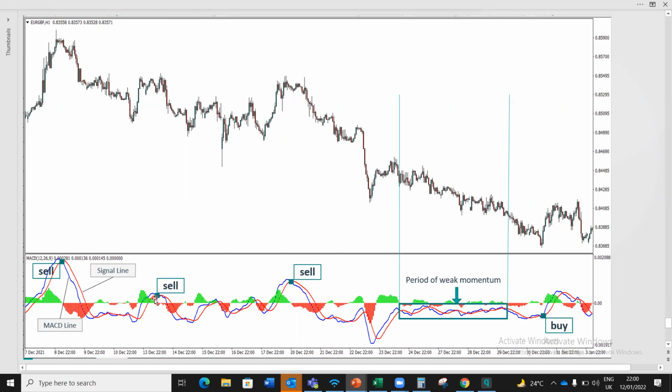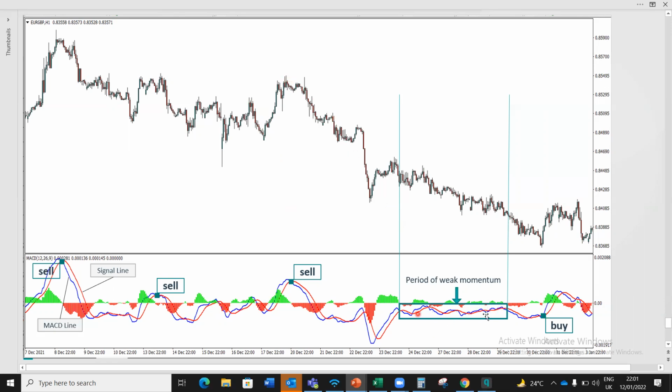And then here also, this is the signal line, the red, and the blue is the MACD line. So here also we have the sell opportunity created, and then of course it did sell. And here also we can see that from here, and of course it did sell.